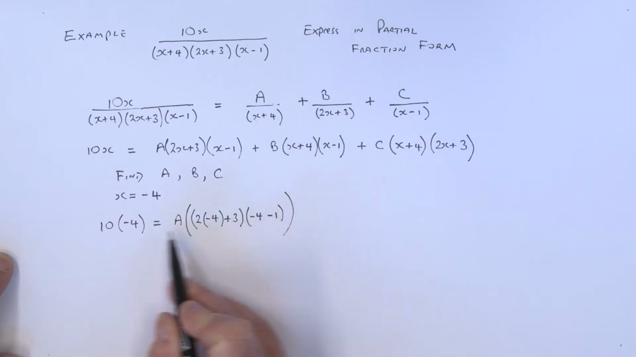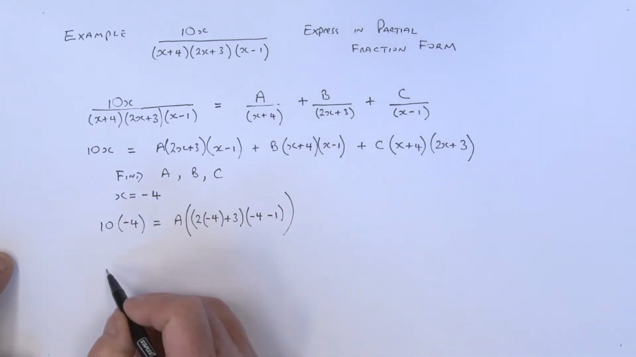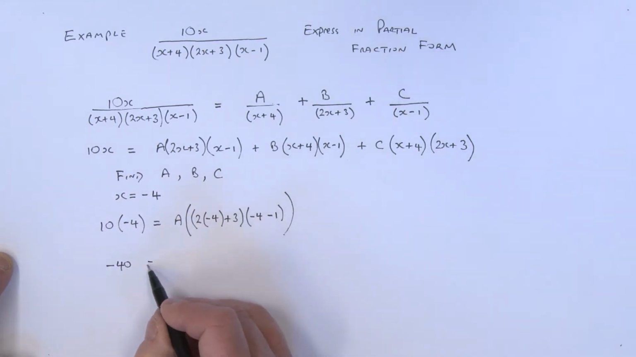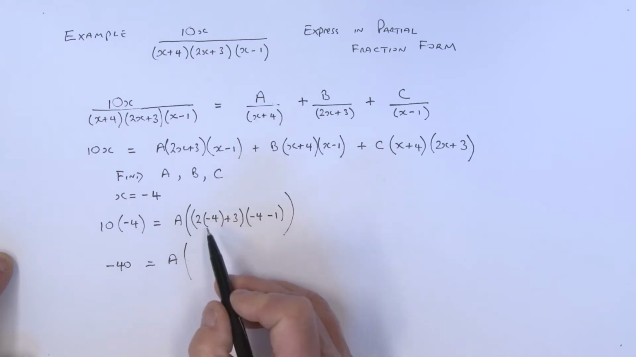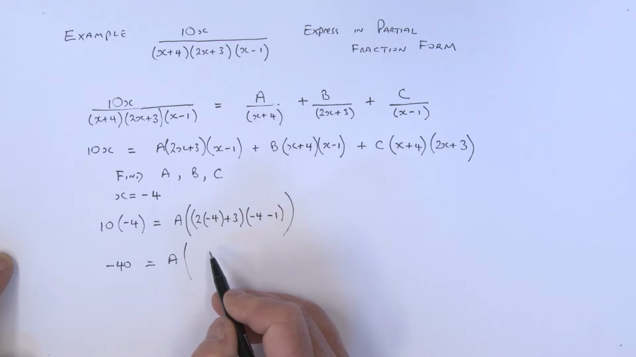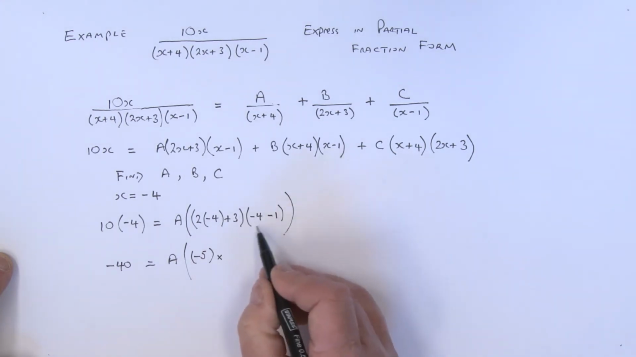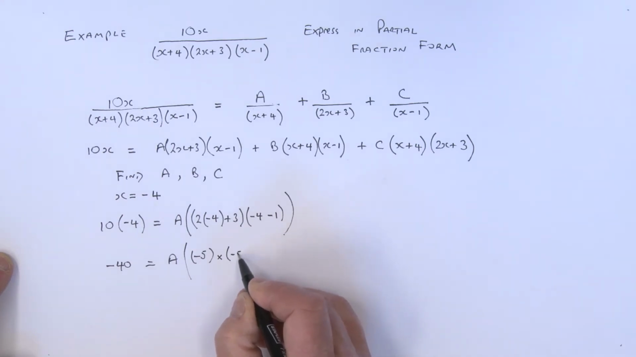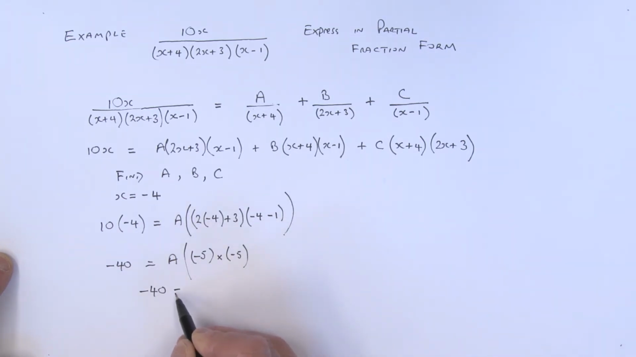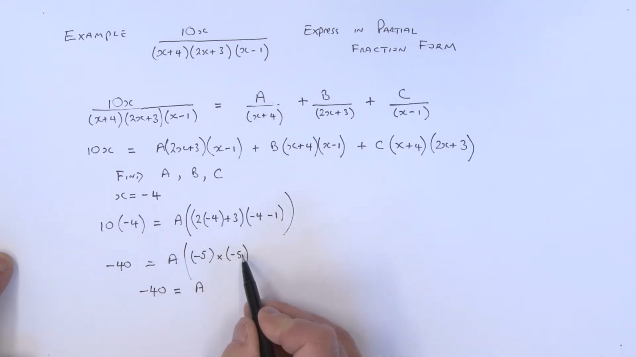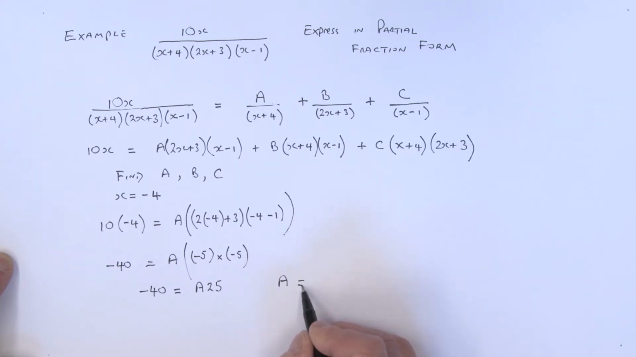All right, so all we've got to do now is work this out. So what have we got over here? Well, we've got a minus 40, haven't we? And that is equal to a. Open up our big bracket over here. What have we got in here? This is a 2 times a 4, which is 8. That's a minus 8 plus a 3. So that's a minus 5. And that is times this guy over here. So that's a multiplied by minus 4 minus 1, which is also a minus 5. All right? And so therefore, what can we say? We can say that minus 40 is equal to a, minus times a minus gives me a plus, so that's a 25. And so therefore, I can say that a is equal to minus 1.6. I've got my first constant.